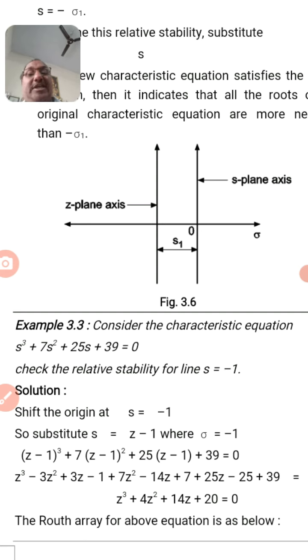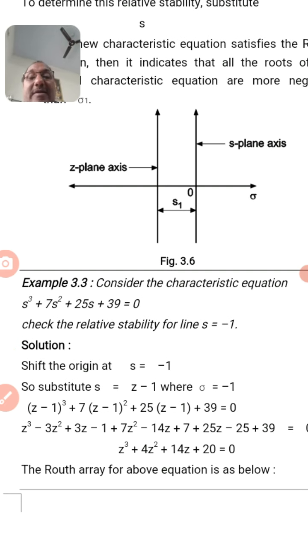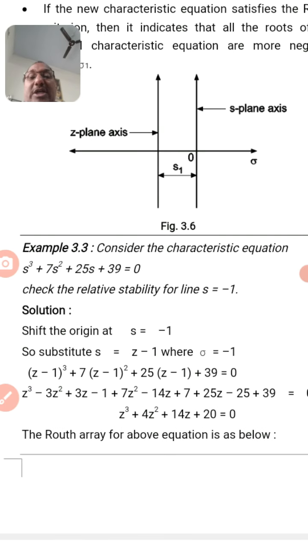With reference to the 0th position in the S plane, if S is equal to minus 1, whether the system is stable or not, that we will understand using the characteristics of Routh-Hurwitz criteria. Let us find out the solution of this example 3.3.